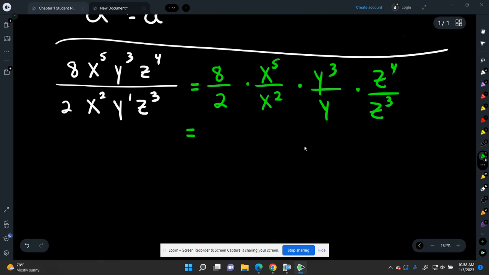8 over 2, what does that equal? 4. 4 times x to the 5th over x to the 2nd. What's that equal? X to the 3rd times, what's y to the 3rd over y? Y to the 2nd times y to the 4th over y to the 3rd. I'm sorry, z to the 4th over z to the 3rd. Z. So I separated them, I worked with them, now we'll just combine them. 4x to the 3rd, y to the 2nd, z.